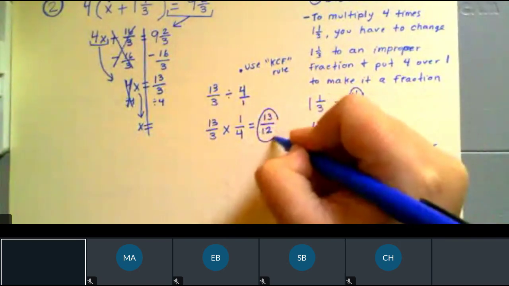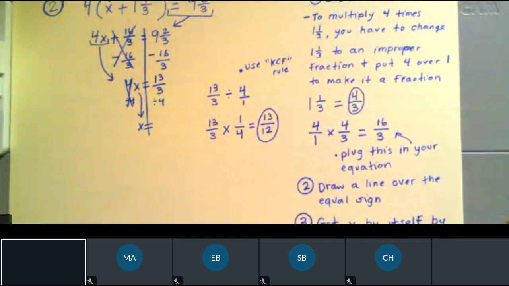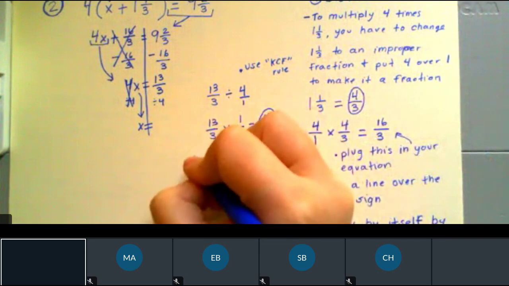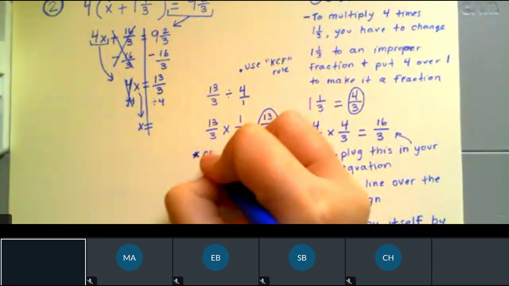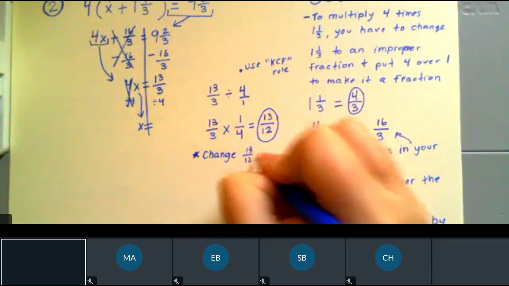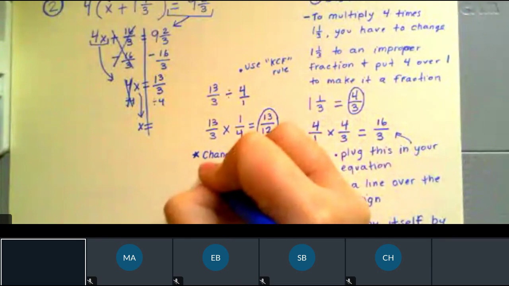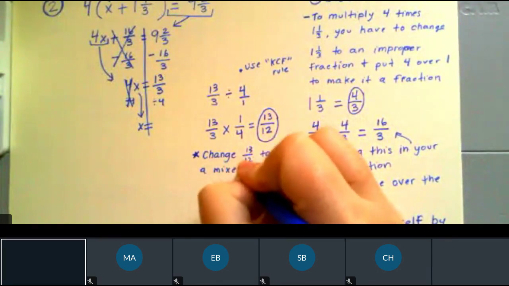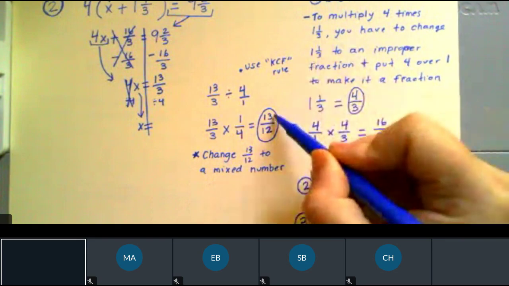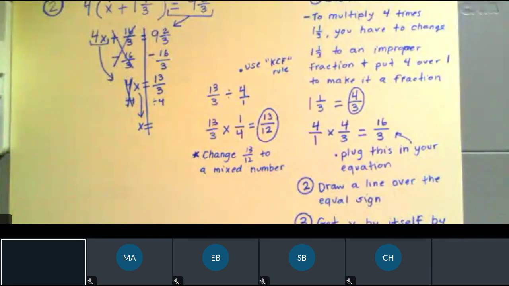Circle that. That is your answer as an improper fraction, but we want to make that a mixed number. So I'm going to put a little star right here and write change 13 over 12 to a mixed number. Who knows how to do that? How do you take a fraction and change it to a mixed number? Nope, you're not subtracting.